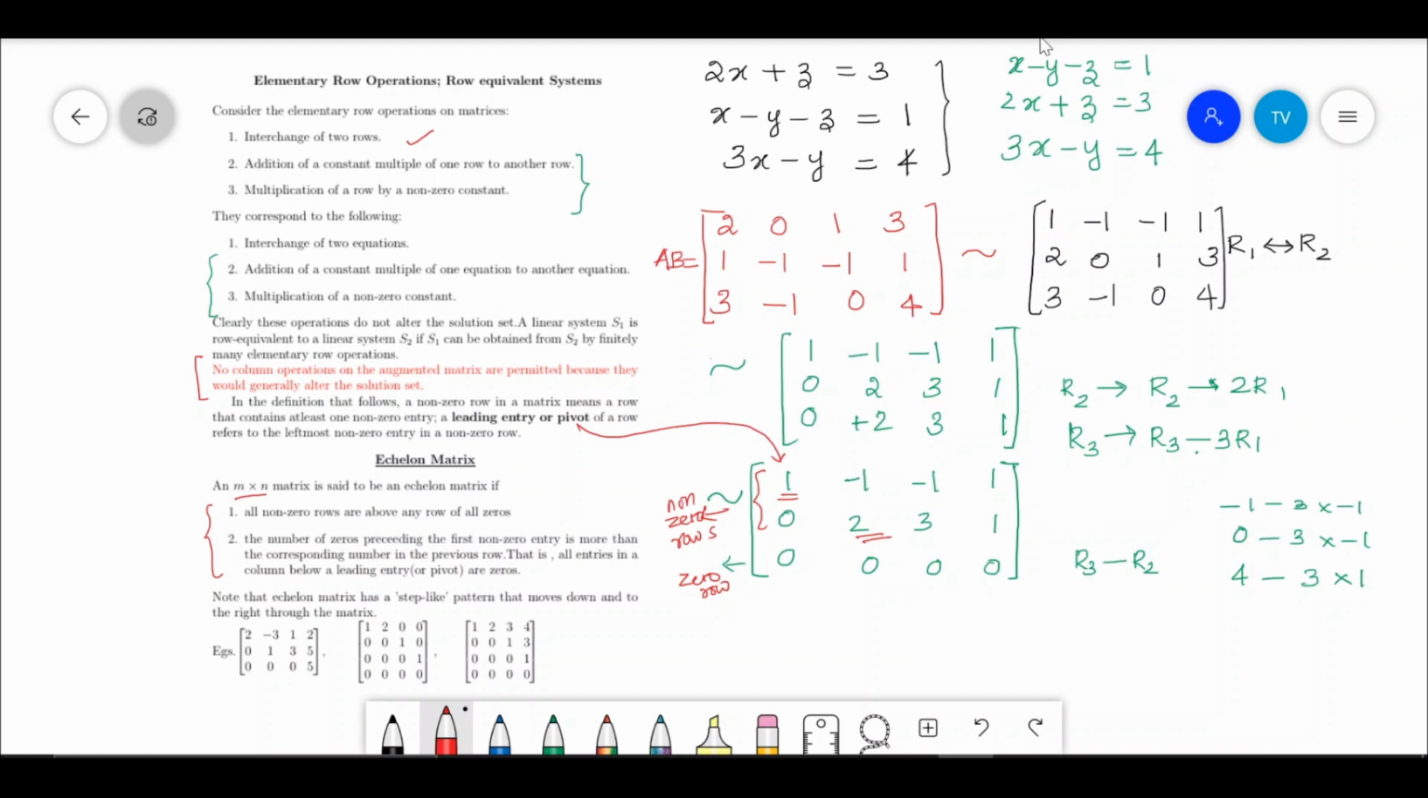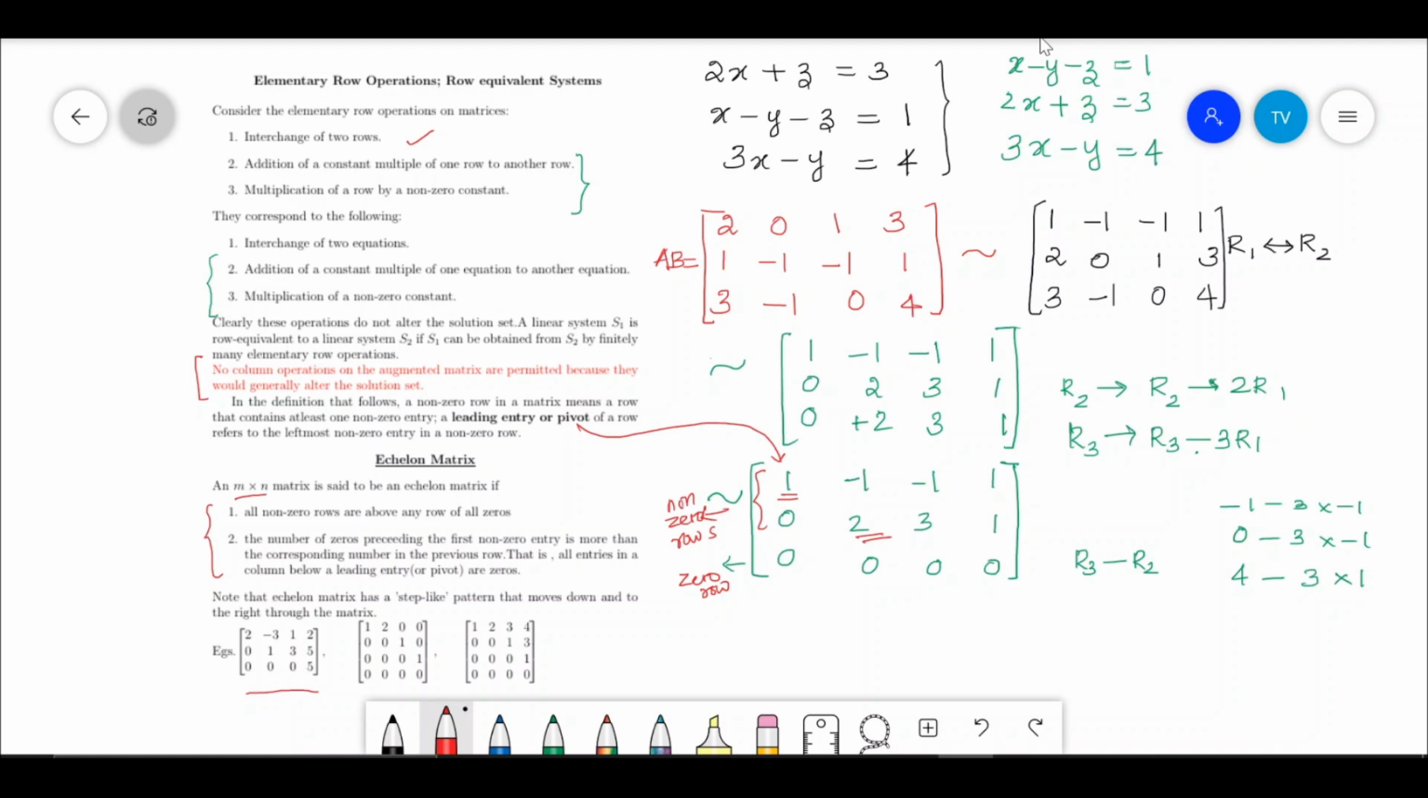So note that this echelon matrix has a step-like pattern that moves down and to the right through the matrix. It's a step-like pattern. Now let me give you a few other examples also. Consider this first matrix: 2, minus 1, 3, 2; 2, minus 3, 1, 2; 0, 1, 3, 5; 0, 0, 0, 5. So this is also a clear example of an echelon matrix.